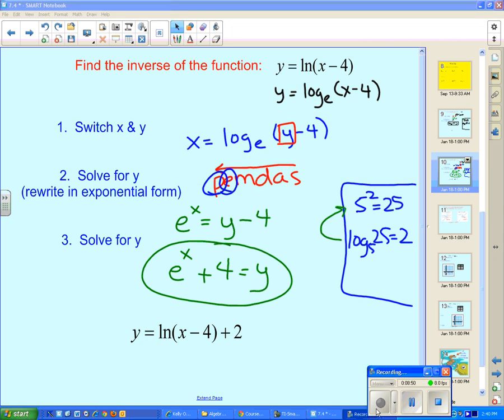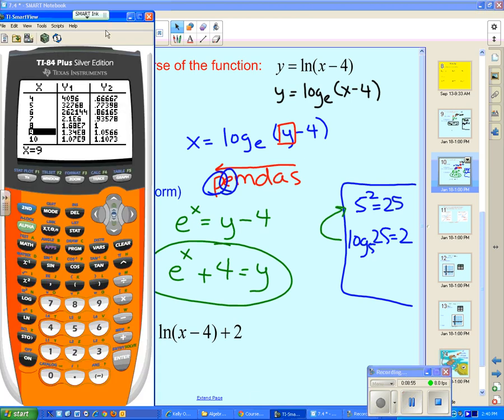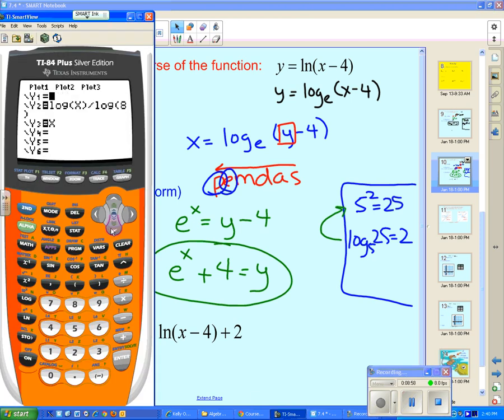Now we can put both of these in our calculator. So grab your calculator and go to your y equals. And we have ln of x minus 4. That's the first one. You guys plug that in. And then e to the x plus 4. And then also graph that third equation, the y equals x line. It's a little easier to see then if it really is a reflection. Go ahead and graph those.